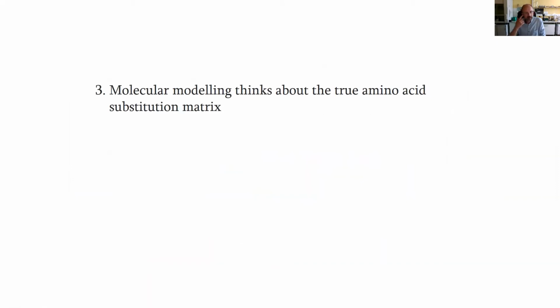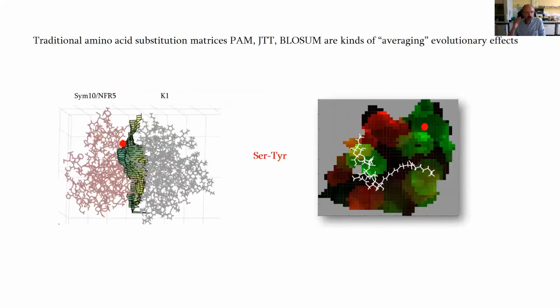And finally, I'd like to discuss what molecular modeling thinks about the true amino acid substitution matrix. You know that traditional amino acid substitution matrices, PAM, GTT, BLOSUM, are kinds of averaging of evolutionary effects. But when we work with molecular models, we can see that the same type of substitution, for example, serine to tyrosine, in different contexts may have absolutely different effects on the end function, for example, effectivity of interaction with Nod factor.